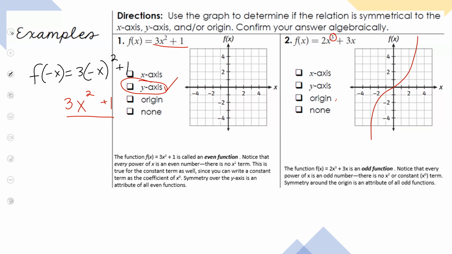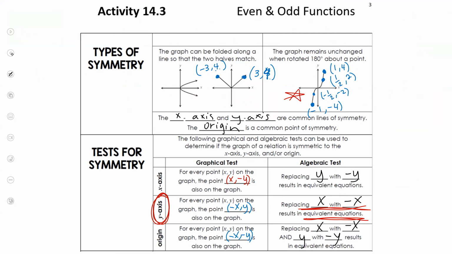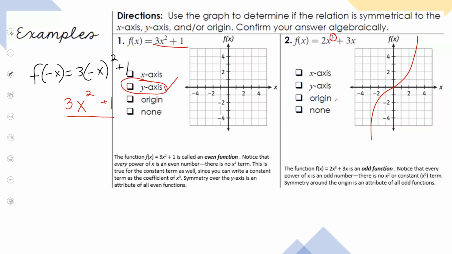So the test to see if it is indeed symmetrical about the origin is to replace the x with the negative x and replace the y with the negative y, right down here. So let's see if it is symmetrical about the origin. All right, so let's test it. Our problem is we're going to put a negative y equals, I'm going to plug in negative x's here. So I'll plug in a negative x and a negative x.